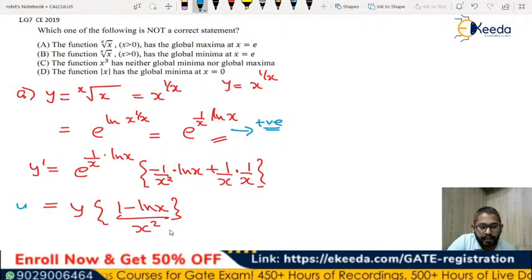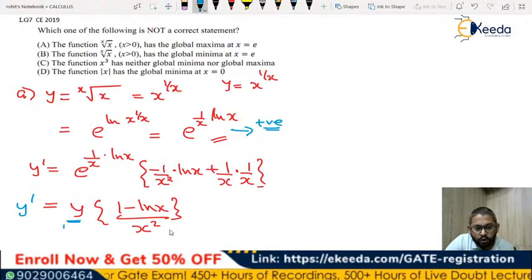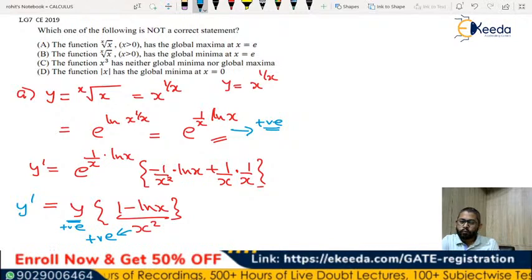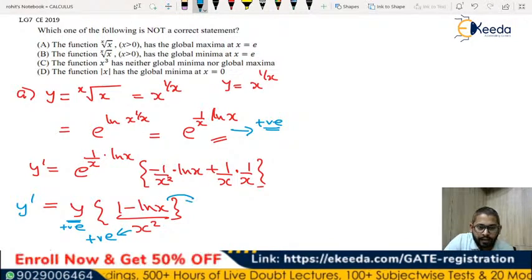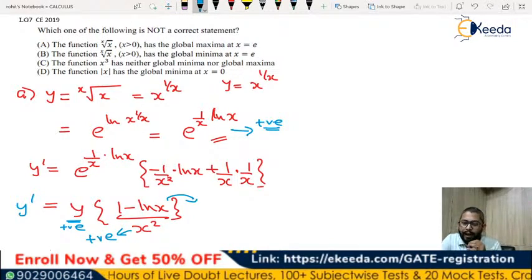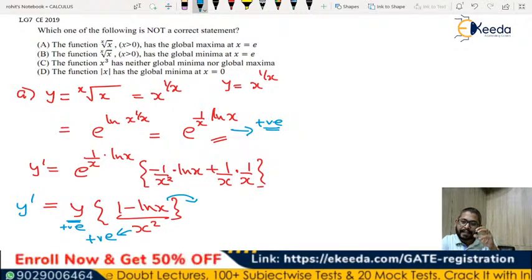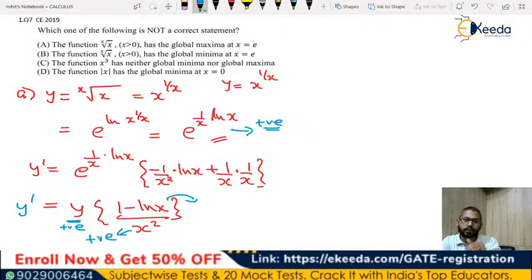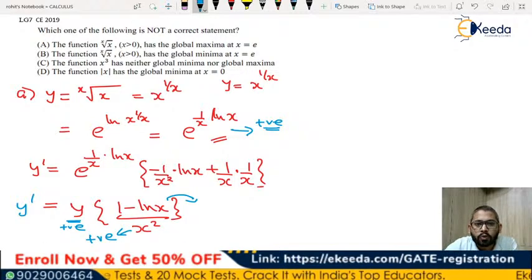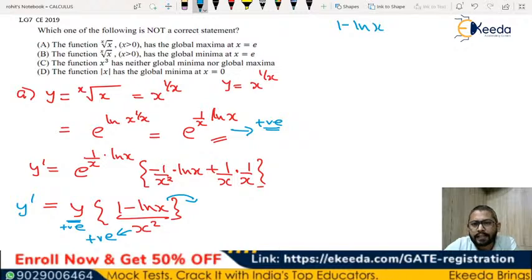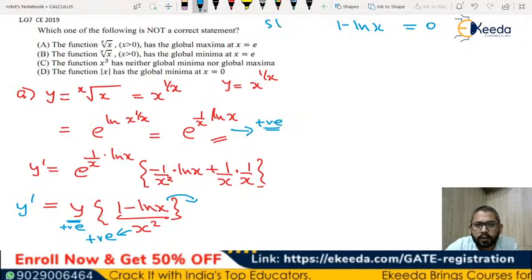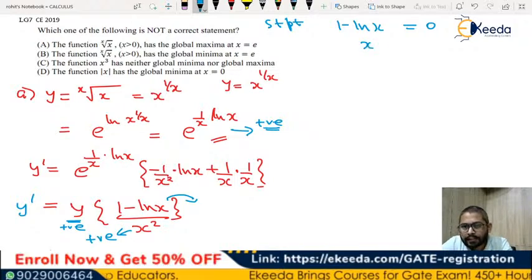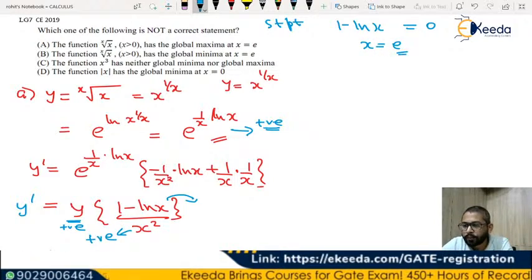So if you see this y dash, this y value is always positive. This x square is also always positive. What we are left with is 1 minus ln x. This 1 minus ln x is what will decide the positivity or negativity of the derivative of the graph, not the function, the derivative of the graph. So let's talk about 1 minus ln x. Let's find the stationary point. So ln e is going to be 1. So x is equal to e is the stationary point, right?